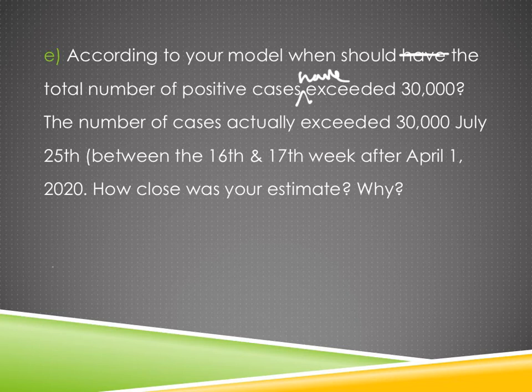Well, we don't want the input to be 30,000 because the input is the number of weeks, right? We want the output, the number of people infected, to be 30,000 in order to answer this question. So we actually want our function itself to equal 30,000. Now, what we don't want is to just enter random values until we pass from 28,000 to 29,000 to 30,000. That's not our goal. Our goal is to find it precisely. And there's a really nice way to do that.